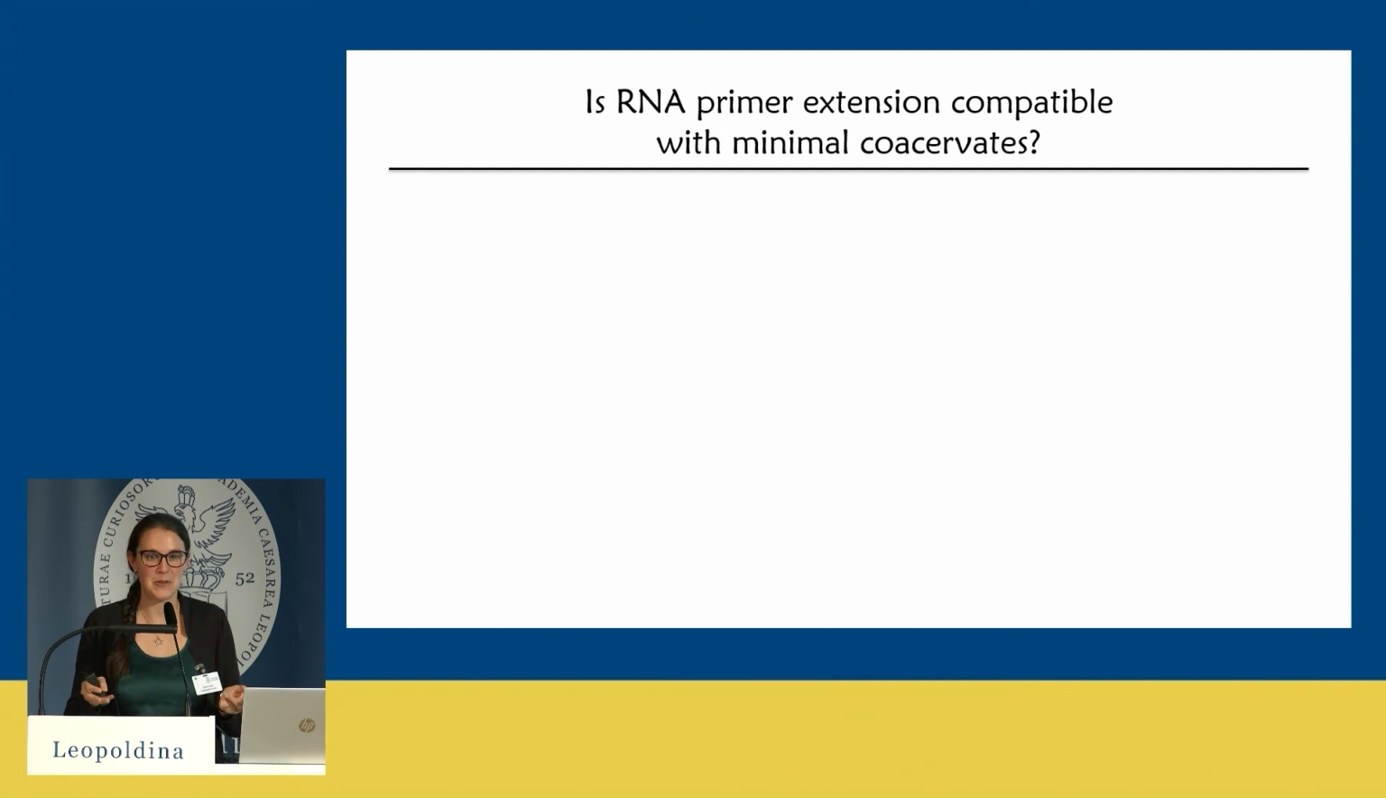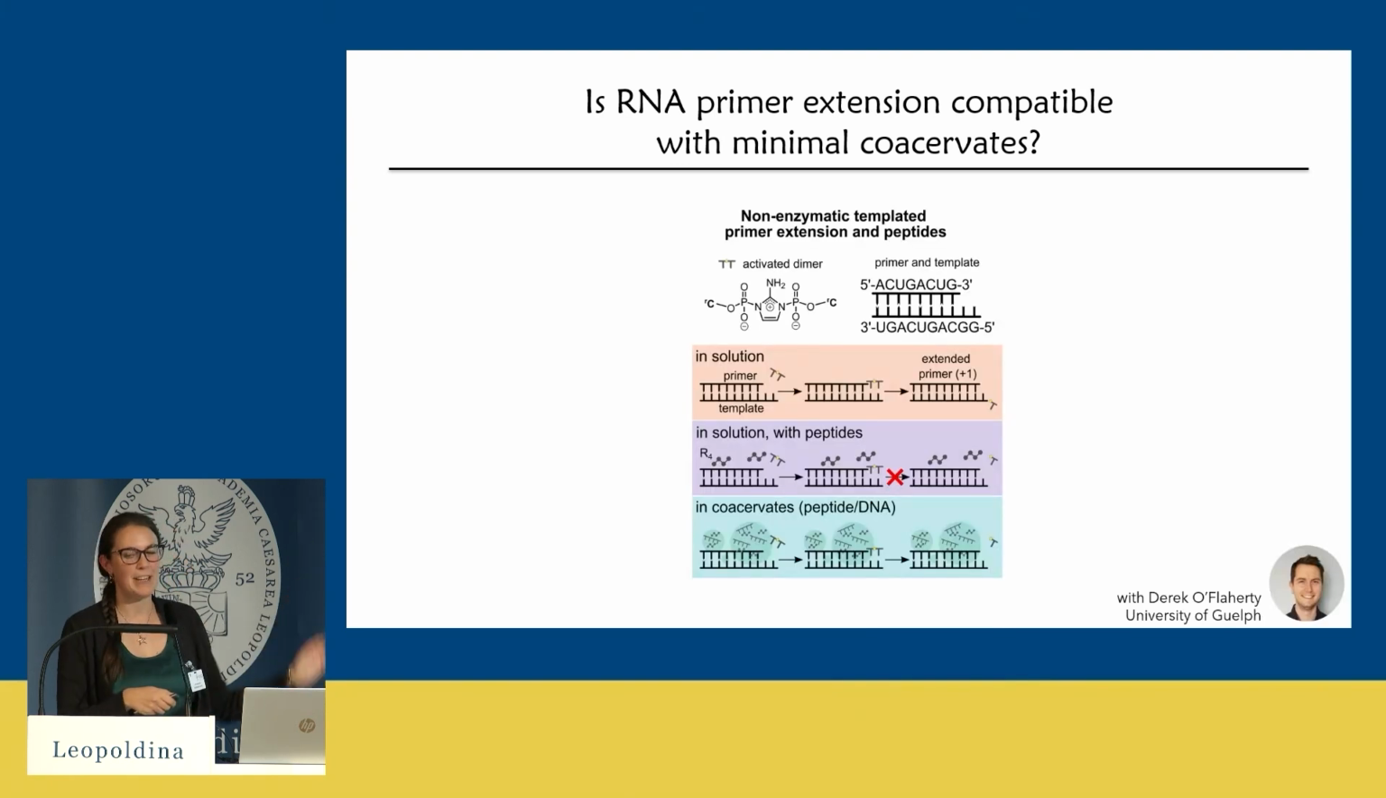So the last experiment I'm going to show you is primer extension. This is something that has been studied a lot by Jack Szostak, and that basically focuses on elongating an RNA strand that is base paired with its template. So this is the kind of reaction that we looked at. We started from a primer that base pairs with a template, and we were just interested in seeing whether the primer gets elongated over time with or without coacervates.